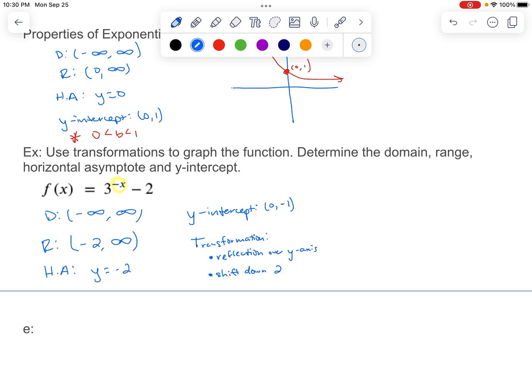All right, so let's talk about the graph now. So I'm going to draw my parent. So my parent function would be 3 to the power of x. It's still going to hold true of those properties from above. So now I'm going to graph the function I'm supposed to have. So 1, it's going to reflect over the y-axis, and 2, it's going to shift down 2.